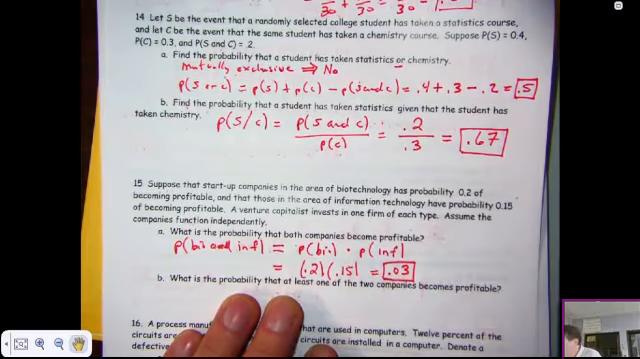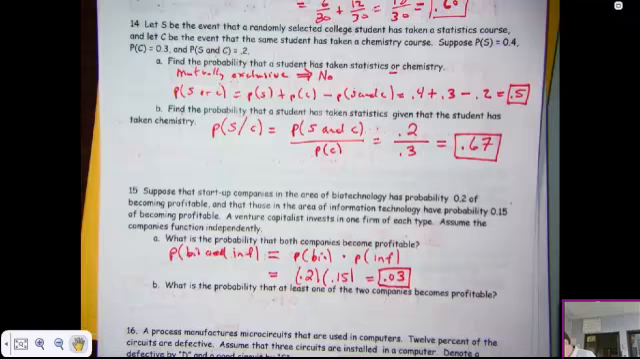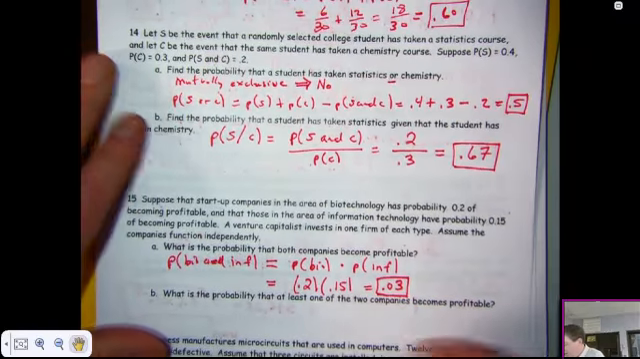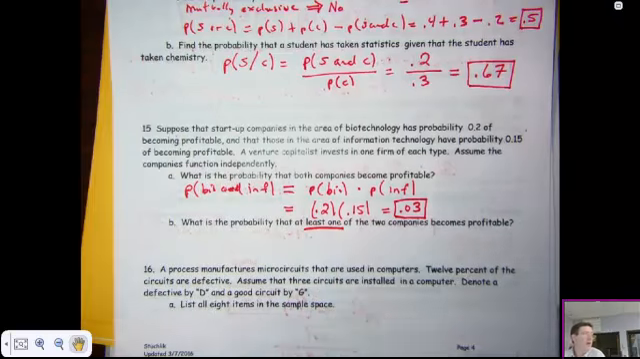Alright, so both companies making money is not very high in this case. What's the probability of at least one of the two companies becoming profitable? Now, again, I got "at least one." You just gave me that. How do I deal with at least one?